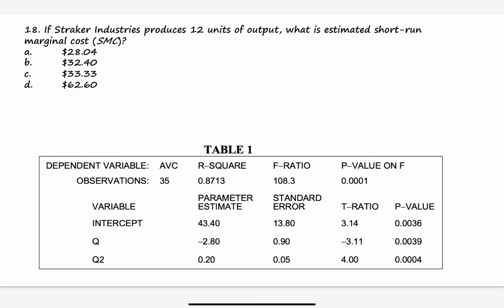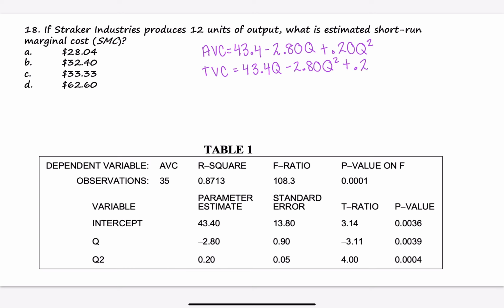If they produce 12 units of output, what is the estimated short-run marginal cost curve? Well, actually, we need the short-run marginal cost, and then we're going to plug in 12. But we already know from the last several slides that our average variable cost was 43.4 minus 2.80 Q plus 0.20 Q squared. Our total variable cost was the same thing, except we multiply by Q. So all of our Q exponents are increasing by 1. And if that made no sense to you, then just go back to the formulas, it's all right.